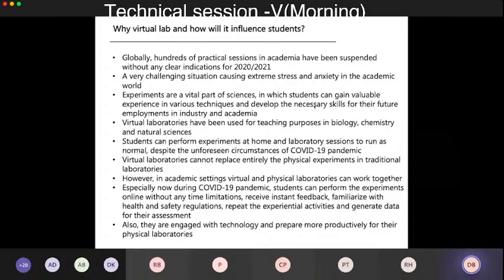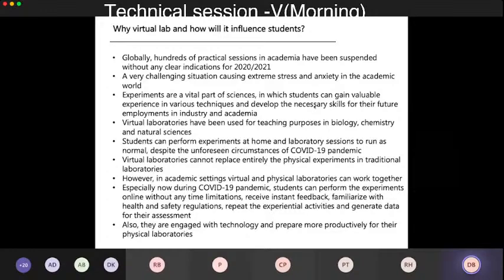So we can give a lot of theory, like what is the principle, what is the hypothesis. We can explain everything on the blackboard. But without hands-on practice, it's very difficult to go for a real-world application, like to work in an industry. So industrial employment is fully based on experiment.